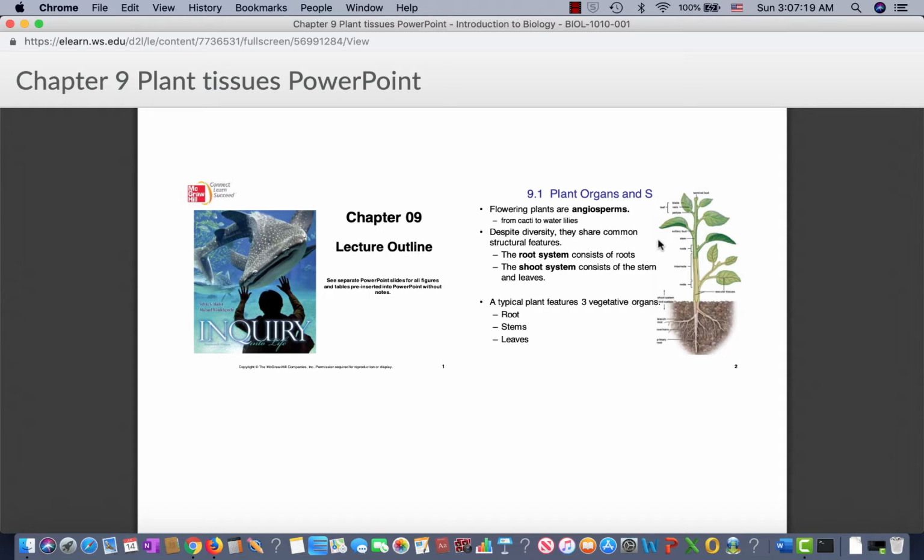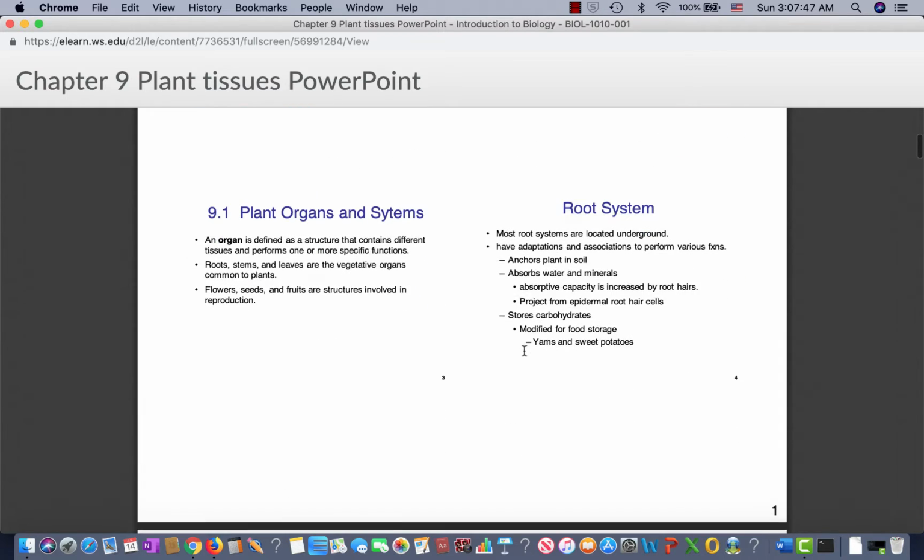So flowering plants are called angiosperms. Literally just anything with a flower, from a cactus to a water lily, is an angiosperm. They're very structurally diverse, but a few things they have in common are the root system and shoot system. The root system is self-explanatory. The shoot system is the stems and leaves, and they'll have three vegetative organs: roots, stems, and leaves. So basically what it says on the tin.